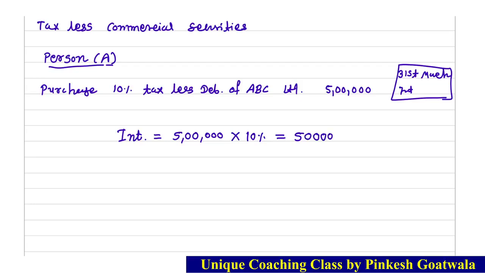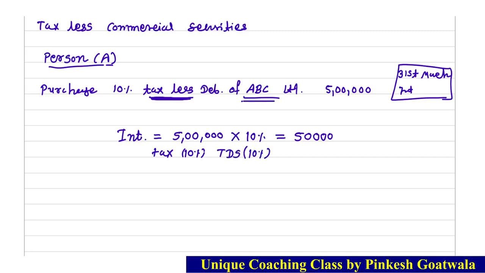Now here, which type of security is it? It is a tax less security. Which security is this? Tax less. So it's a very simple case. Here tax has been less. Suppose the rate of tax is 10%. So here what happened? This ABC Limited also deducted tax 10%. So it is now called TDS, 10% TDS.